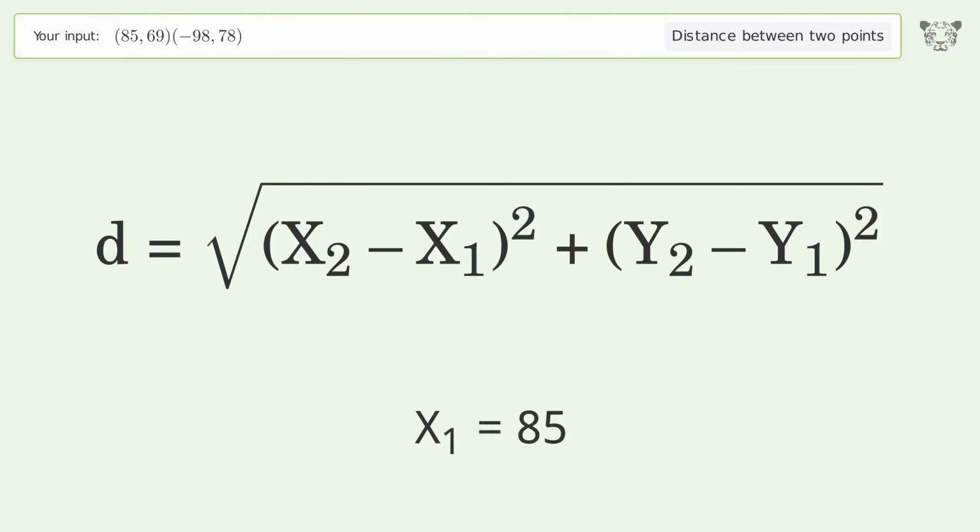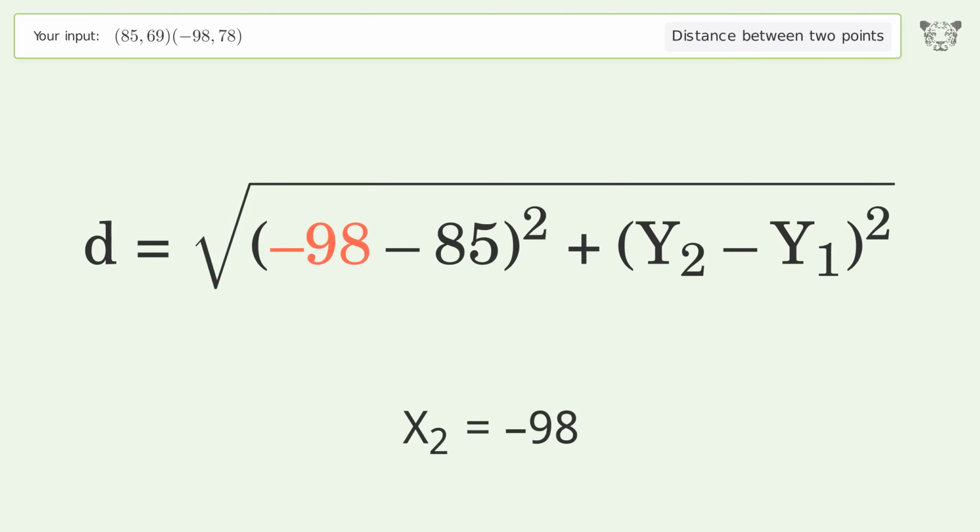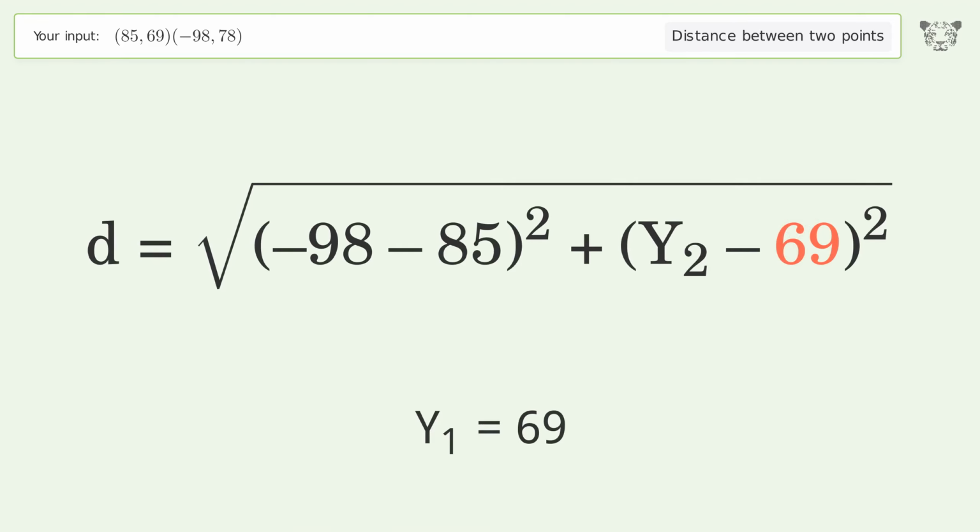x1 equals 85. x2 equals negative 98. y1 equals 69. y2 equals 78.